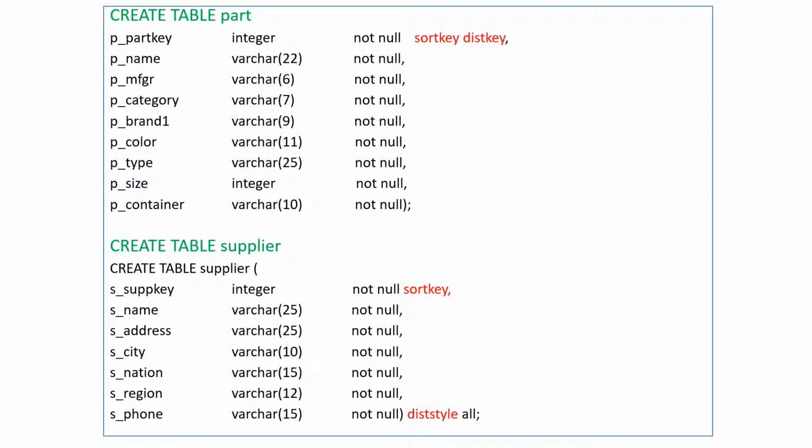optimizing query performance. On the other hand, setting a distribution or sort key that is not well thought out can even worsen query performance. In here for the part table, the primary key, part key, I have chosen as sort key and distribution key. For create table supplier, on the primary key, supplier key, I have chosen a sort key, and the distribution style for this table is all.